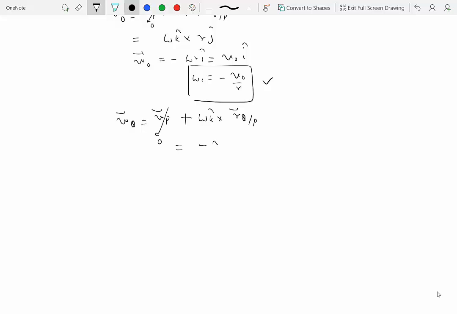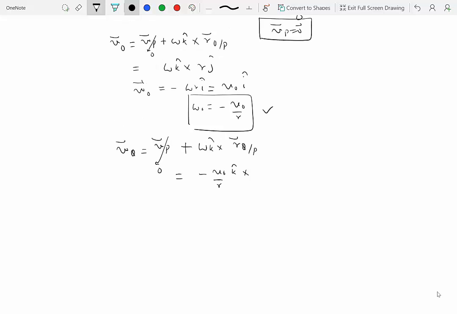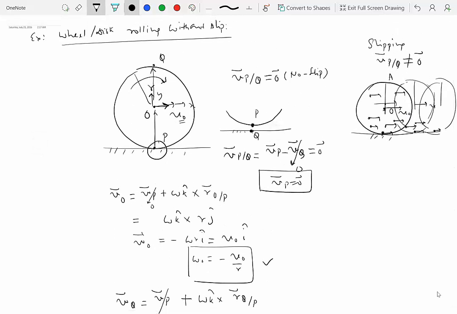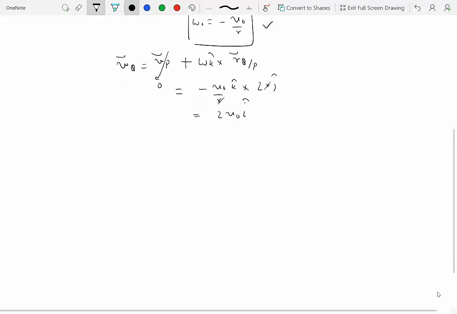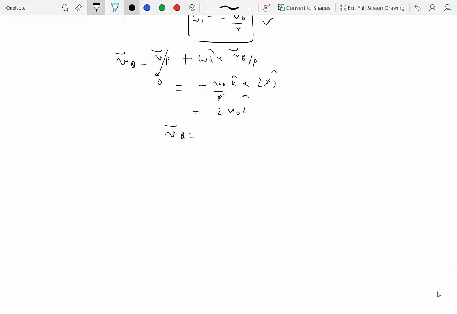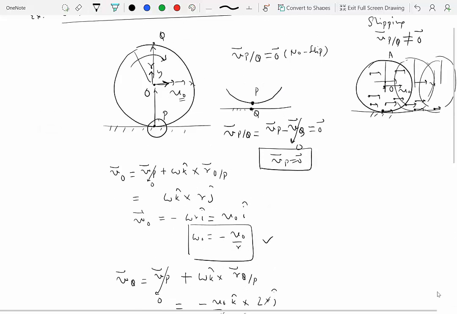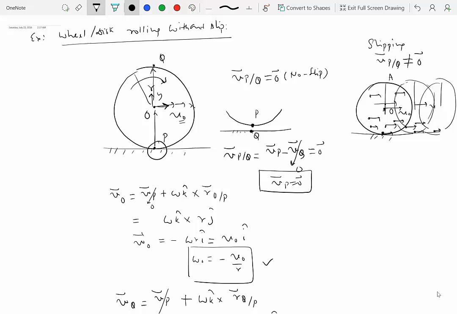Plus omega k hat cross r of Q with respect to P. Omega we just determined is minus V0 over R k hat, cross r of Q with respect to P, which is this vector going from P, so that's 2R j hat. So R cancels, we get 2V0, k cross j is minus i hat, so that becomes plus i hat. So VQ comes out to be 2V0 i hat. What does that mean? That is telling you that the velocity of this point Q is actually twice the velocity of the point O.